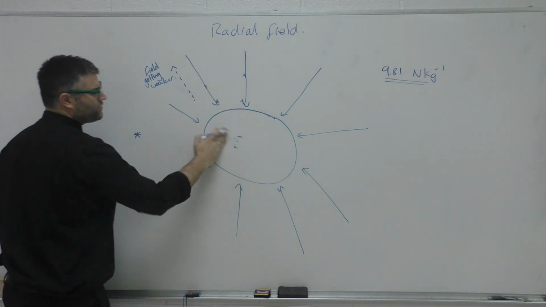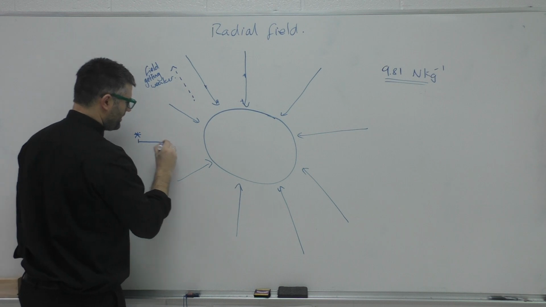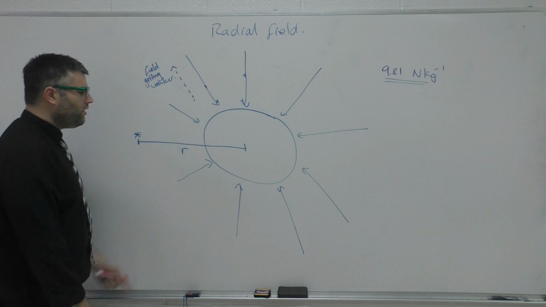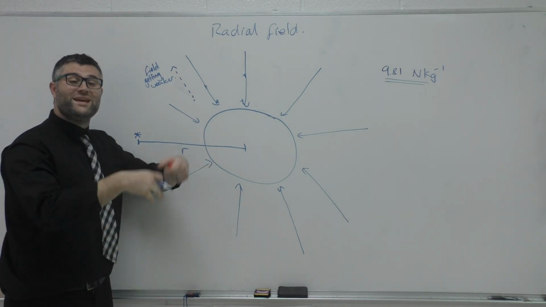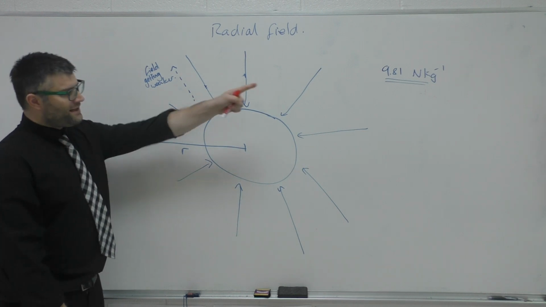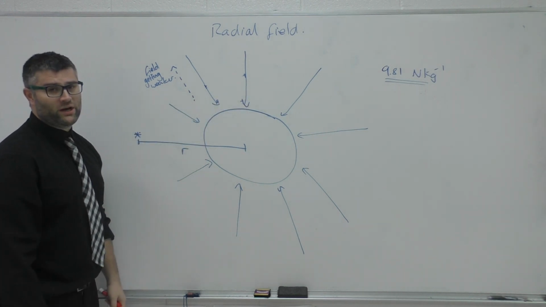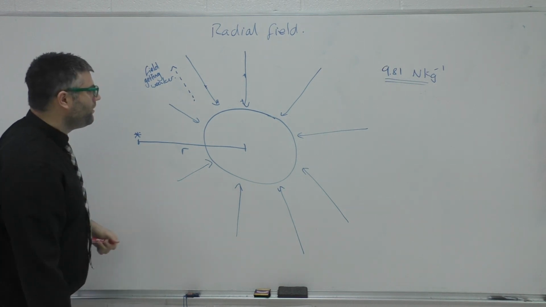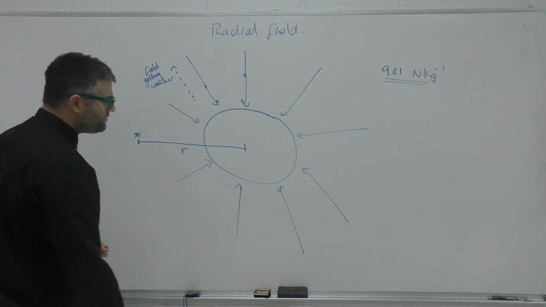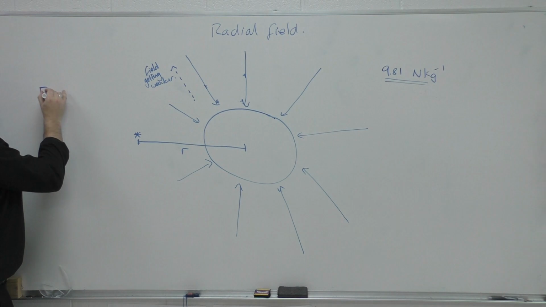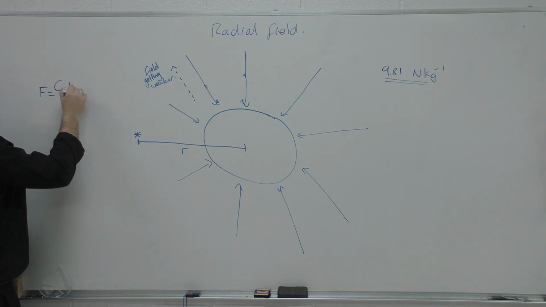So what about a position here at a distance r? So it's no longer part of the uniform field that we accept on the surface of the Earth. It's much, much further away. So the value is no longer going to be 9.81. It's going to be something much less. Well, how can we work that out? Well, we can then utilize Newton's law of gravitation to help us out a little bit. F is equal to GMm over r squared.